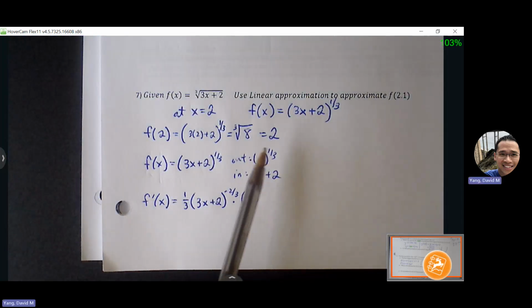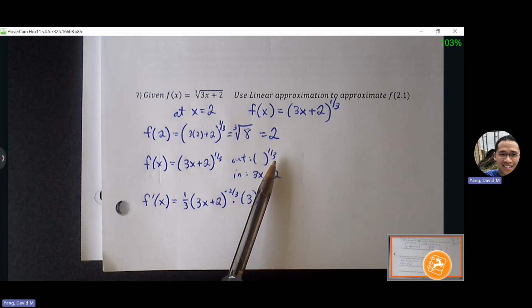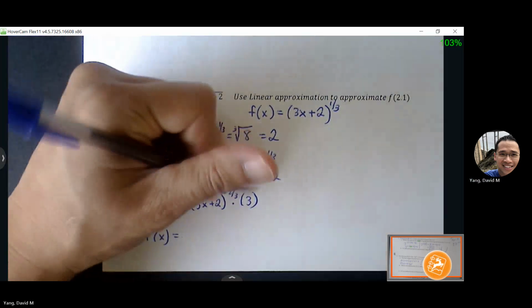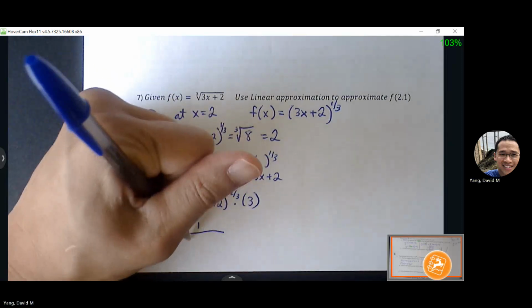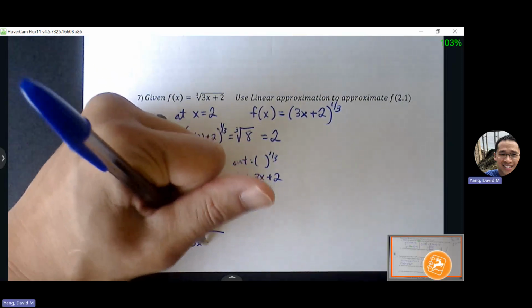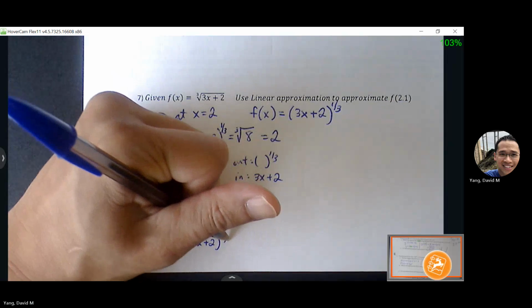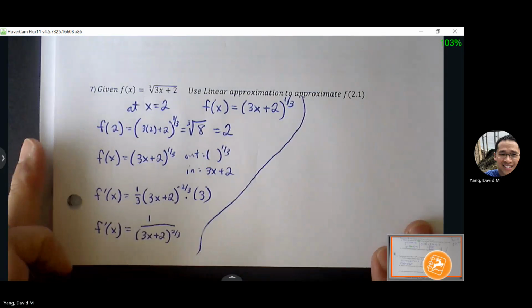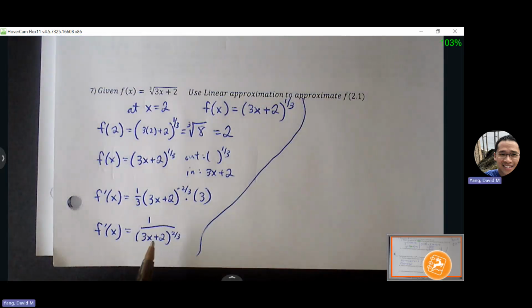Outside's derivative, bring down the 1/3, keep the parentheses, subtract 1 from the exponent, then multiply by the inside function's derivative. Let me do some cleanup here. 3 and 3 cancels out. I'm going to push that 3x plus 2 to the bottom. All right, a bit more work than previously, right?